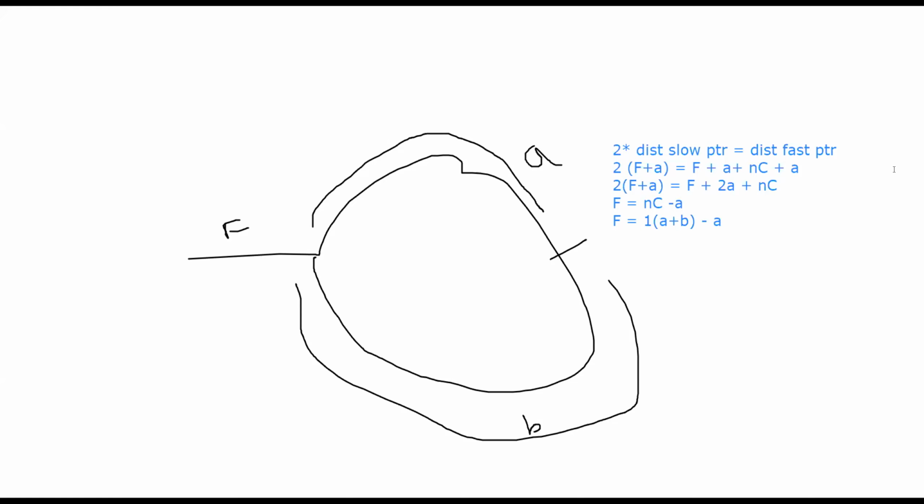No, what I'm trying to say is, let's talk about the slow pointer. Let's say the slow pointer started from f, right? So the slow pointer traveled f distance, then a plus b distance, then a distance. Whereas the fast pointer travels f distance, then a plus b, a plus b, a plus b, and then a. It's possible, right? Yeah. So why didn't you consider that part in your proof?